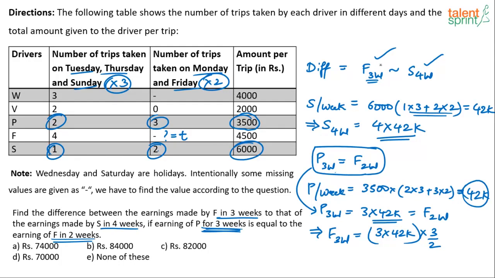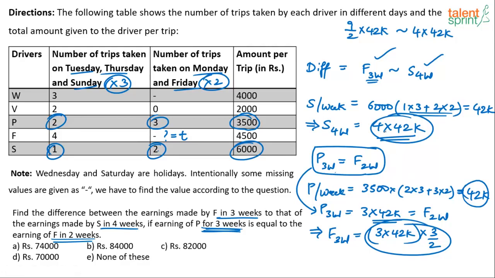Final answer is what? F in 3 weeks minus S in 4 weeks. So one value is this, the other value is this. We have to take the difference of these two values. Let me just put the numbers first. F in 3 weeks is how much? See, 3 into 3, 9, 9 by 2 into 42,000. Difference, what is S in 4 weeks? 4 into 42,000.